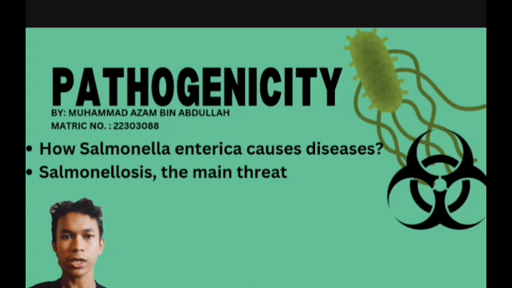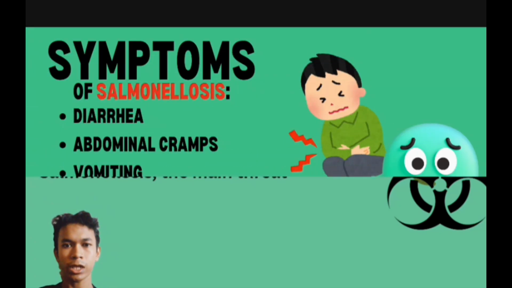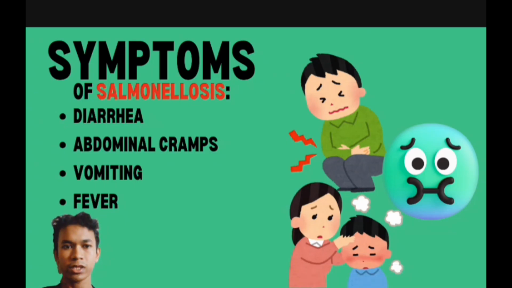Pathogenicity will explain how Salmonella enterica can cause disease. The main disease that is caused by this bacteria is salmonellosis, a type of gastroenteritis or abdominal inflammation. Salmonellosis will cause symptoms like diarrhea, abdominal cramps, fever, and vomiting.